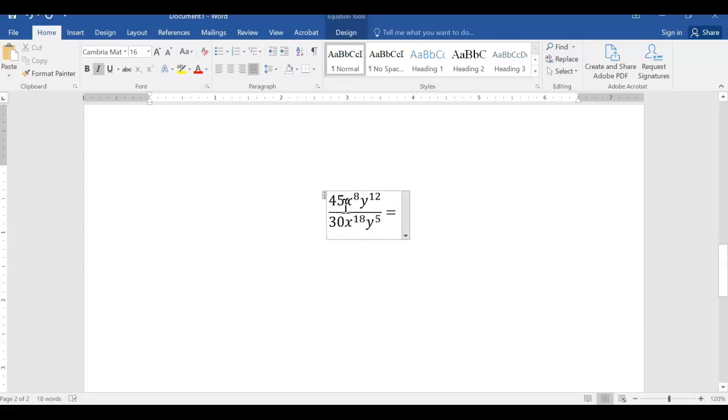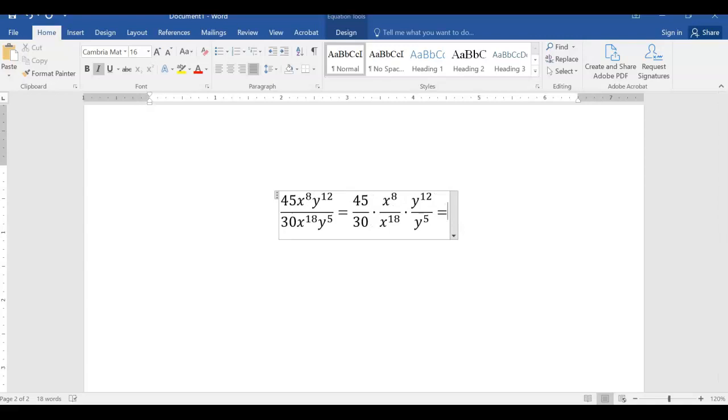So here's what we're going to do. We're going to rewrite this. We're going to think of this as 45 over 30 times x to the 8th divided by x to the 18th times y to the 12th divided by y to the 5th. Now, again, I can do that. I can rewrite this way only if everything is multiplied on top together and everything is multiplied on bottom together. All right. So if you have a plus, you're out of luck on this one.